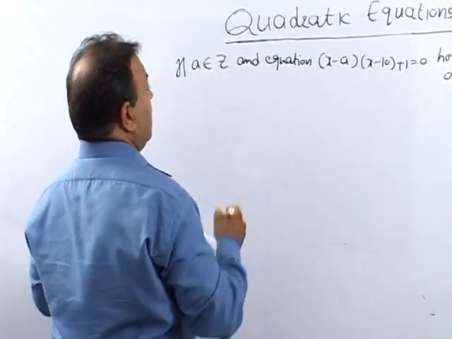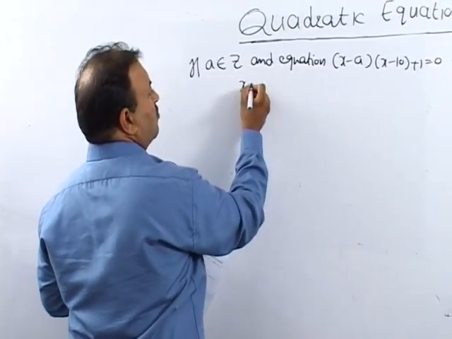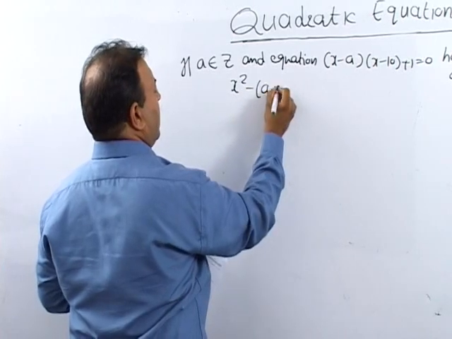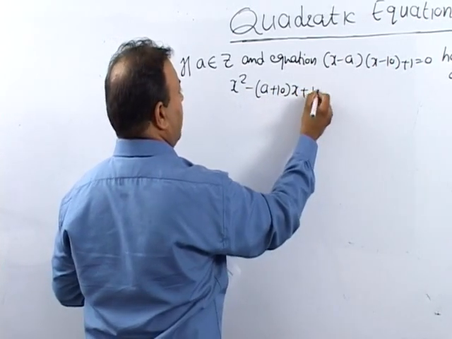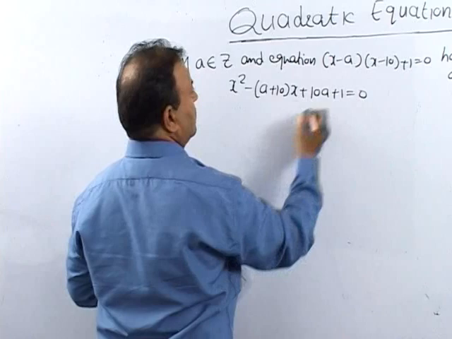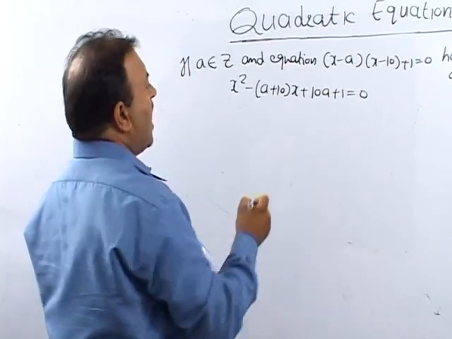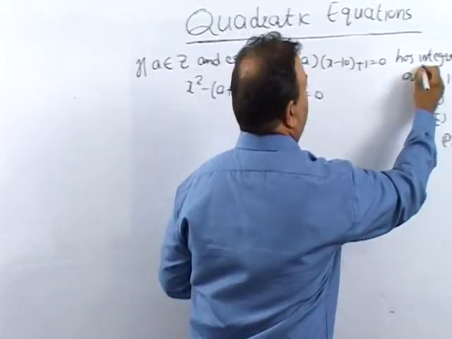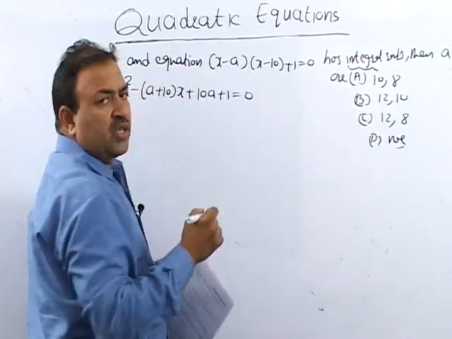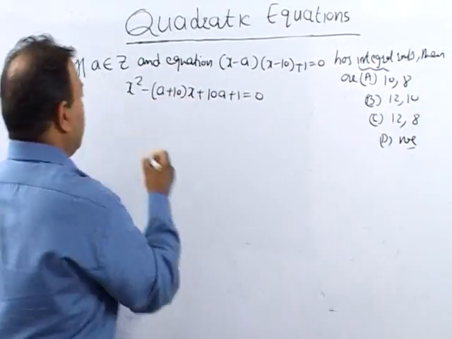See, what will we do? We'll simplify this quadratic equation: x squared minus (a plus 10)x plus 10a plus 1 is equal to 0. We have been given that this equation has integral roots, so we can also say the roots are real.